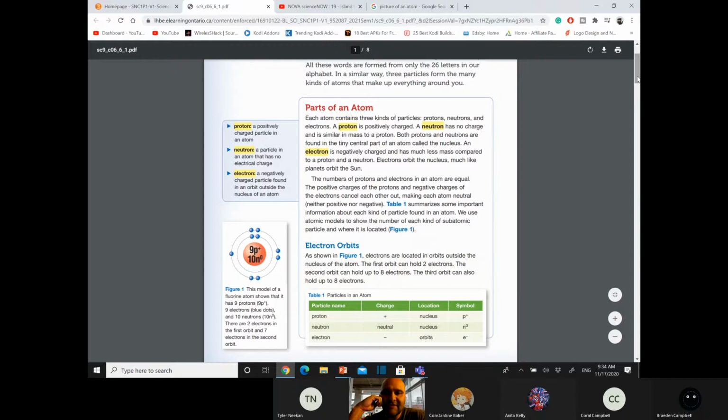A proton is positively charged. A neutron has no charge and is similar in mass to a proton. Both protons and neutrons are found in the tiny central part of an atom called the nucleus. An electron is negatively charged and has much less mass compared to a proton and a neutron. Electrons orbit the nucleus much like planets orbit the sun.